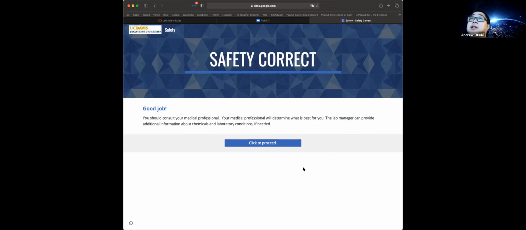We just say correct. And then they have a little explanation of why it's correct and some other advice. So if you ever have a medical condition and you're not sure if you are able to take lab, always consult your doctor first. Okay, let's proceed.